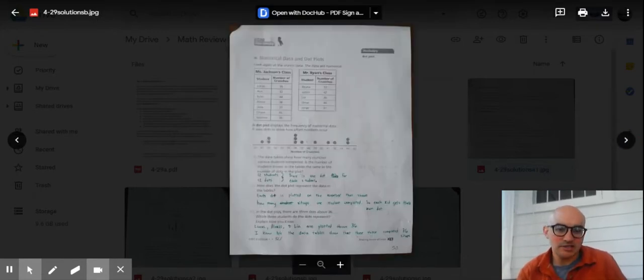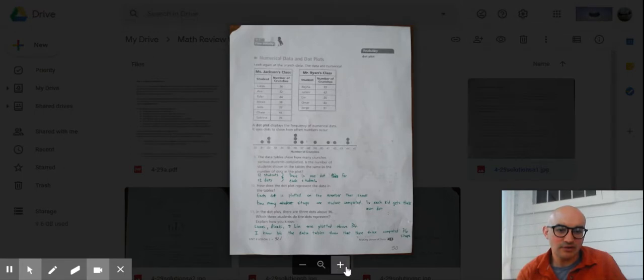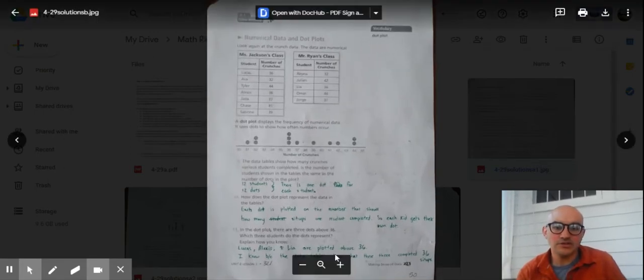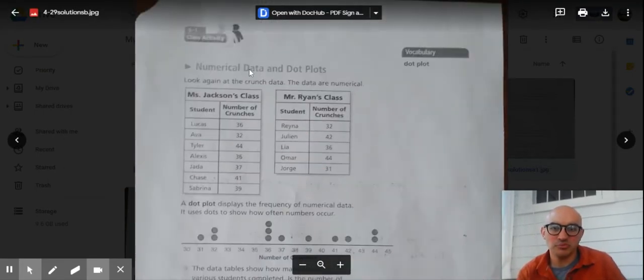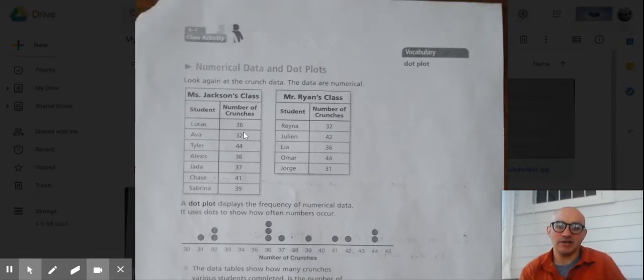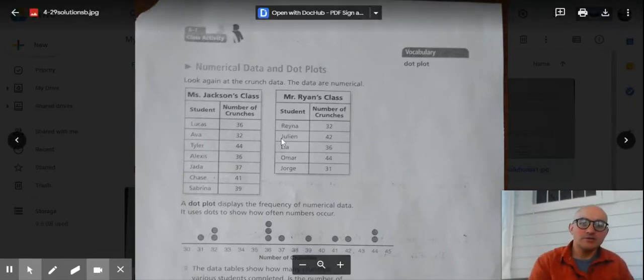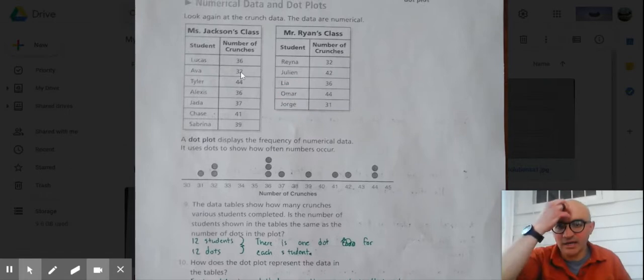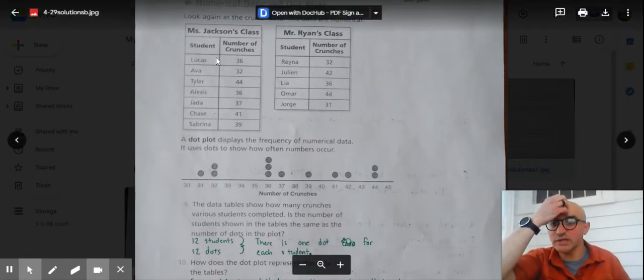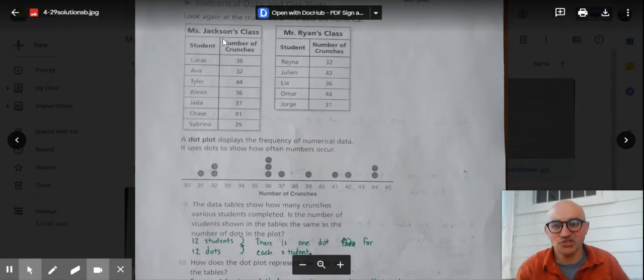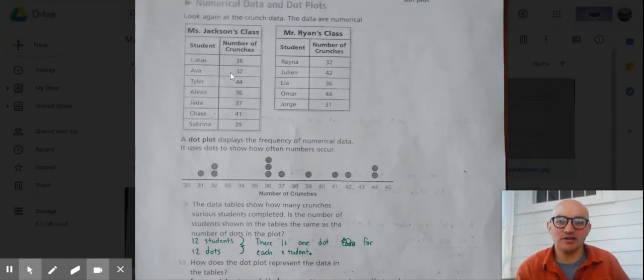And here it is. It says 321 at the bottom of the page. You can see it right there. At the top of this page, in case you're wondering, it says numerical data and dot plots. And we've got these couple tables up top. The first thing I want you to pay attention to is the data tables here. So here's Miss Jackson's class, and it's the number of crunches or sit-ups. So it's an exercise. You can see that Lucas did 36, Ava 32 crunches, Tyler 44, and so on down the line.